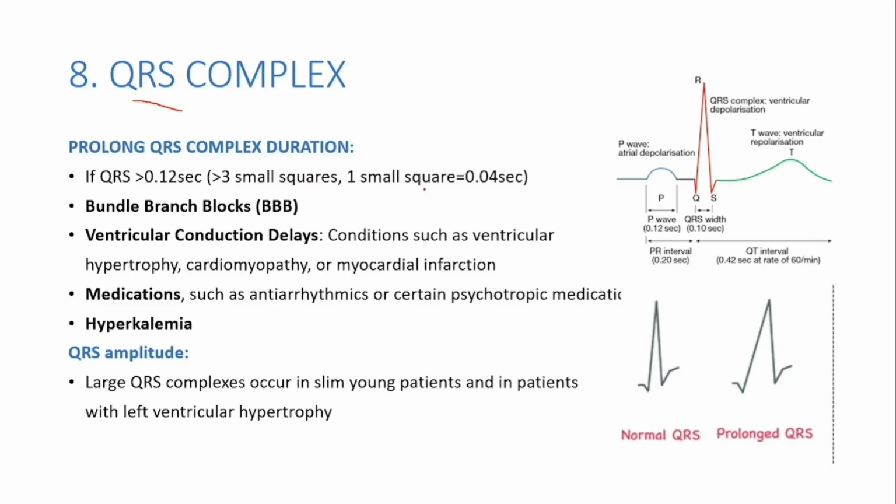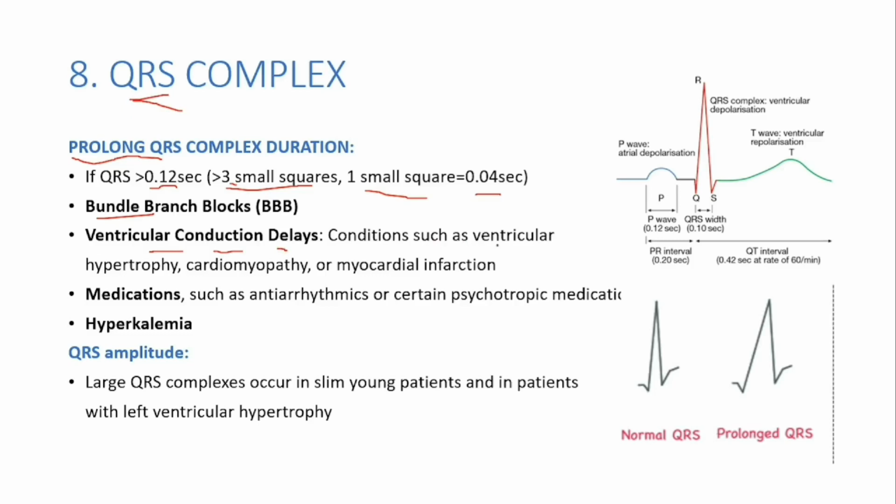Now the QRS complex. Normally the QRS complex is 3 small squares. 3 small squares, 1 QRS complex. And 1 small square is equal to 0.04 second, so 3 will be equal to 0.12 second or 120 millisecond. If it becomes greater than 0.12 second, it will be called prolonged QRS, and it is mostly seen in bundle branch blocks, ventricular conduction delays. Anything that decreases conduction in the ventricles, the QRS complex will be prolonged.